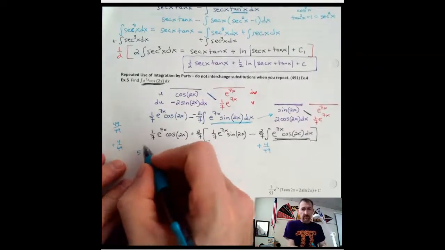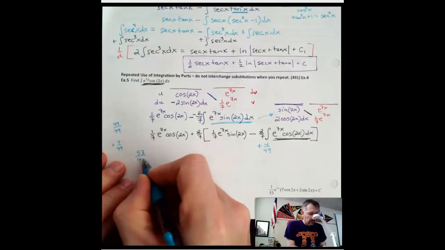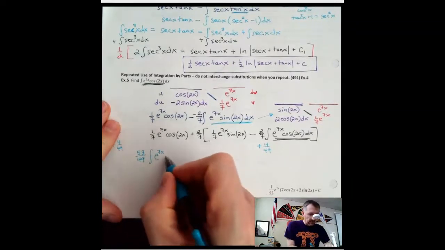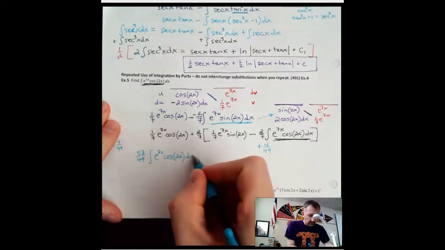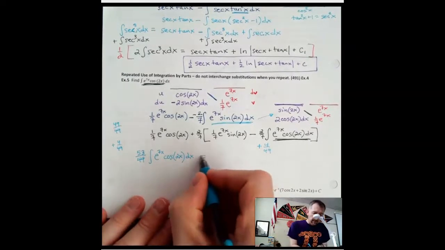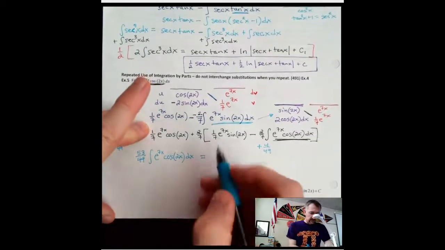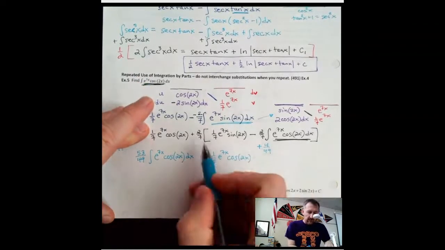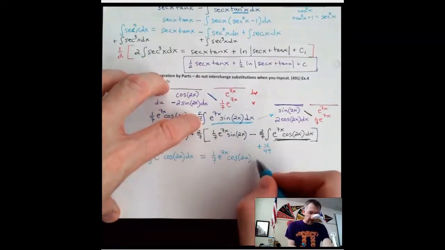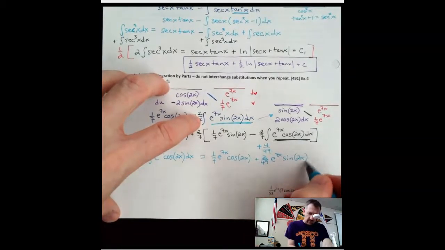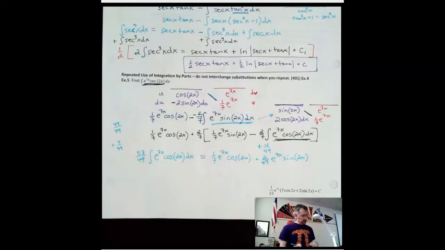So that's going to be 53 over 49 times the integral of e to the 7x cosine 2x dx. All right. And then we're going to have this again, so that's 1/7 e to the 7x cosine 2x, and then here 2 over 49 plus 2 over 49 e to the 7x sine 2x. All right.